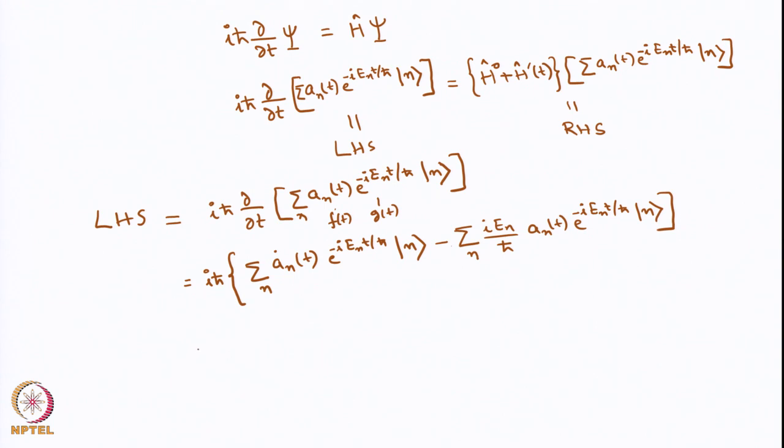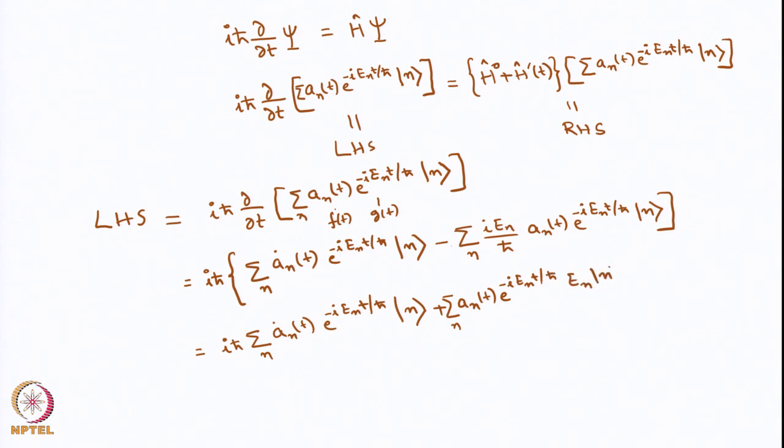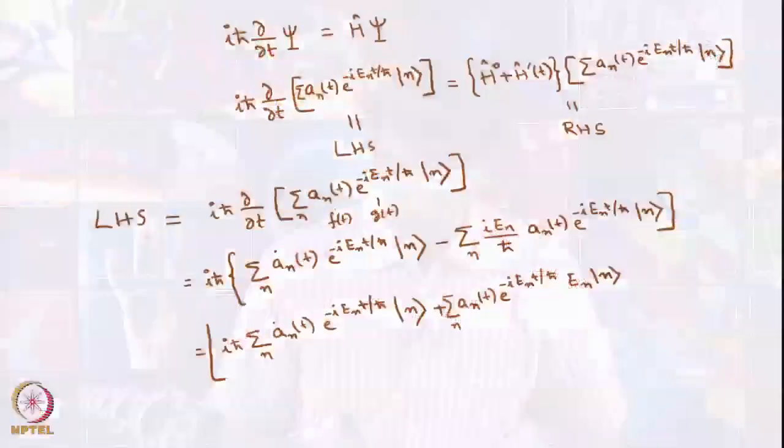Right, something like that. So I am just going to rewrite it in a way, it is equal to iħ sum over n a_n dot t e to the power of minus i E_n t by ħ psi_n, and here this i and this i will become minus 1 and there is already minus, it will become plus, and this ħ and this ħ will cancel. So what we will get is the sum over n of a_n(t) e to the power of minus i E_n t by ħ E_n psi_n. So you will get two terms. Okay. But of course, each of these terms is a summation of many, many terms depending on the value of n. So, you remember this, my LHS is this.